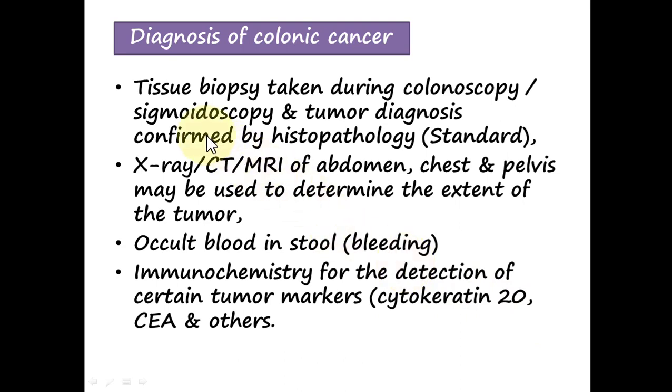For diagnosis of the colorectal cancer, colonoscopy to visualize the cancer through a colonoscope, and during colonoscopy and sigmoidoscopy, in which the sigmoid colon is visualized and a biopsy is taken, and later on we do histopathological examination of the biopsy specimen, and this is the standard approach to the diagnosis of the colonic cancer. Additionally, we may use X-rays, computer tomography, magnetic resonance imaging of the abdomen and chest, as well as pelvis and to look for the secondaries and to determine the extent of the tumor.